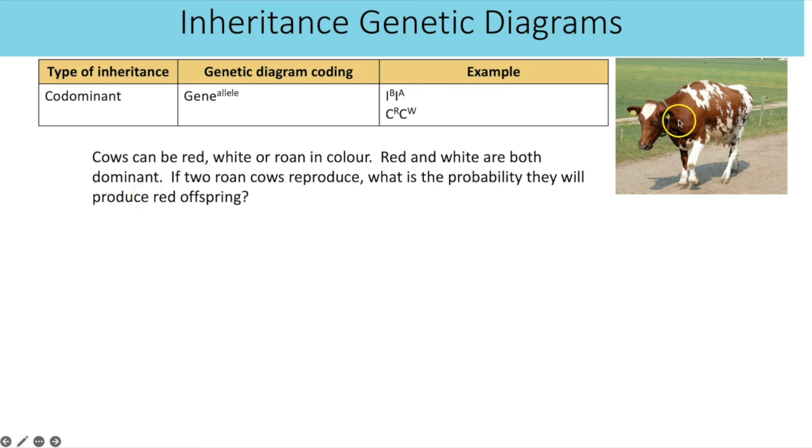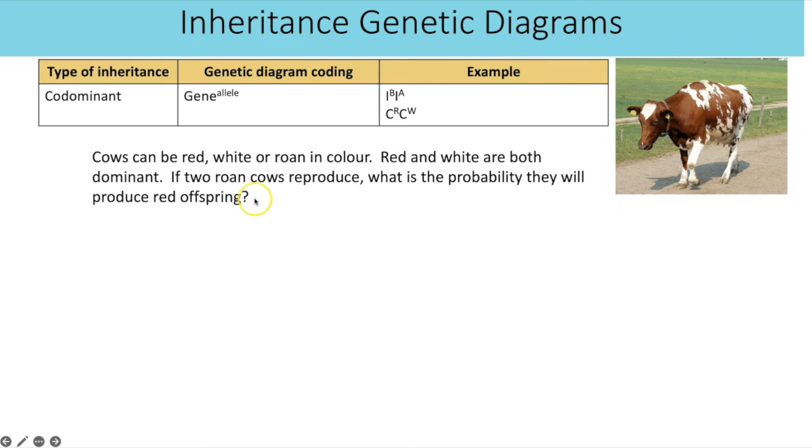Then if we have a look at this codominance example, cows can be red, white or roan. We call this colour red when we're describing cows. Red and white are both dominant, and you only get roan, which is this mixture of white and red, if an individual has the codominant genotype. So they have a red and a white allele, so both are expressed in the phenotype.